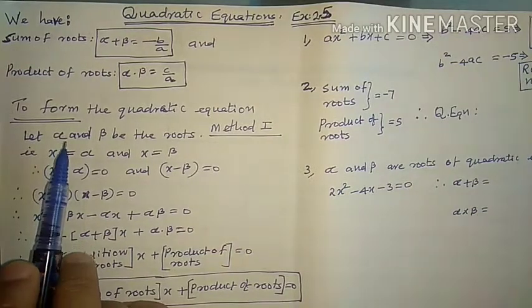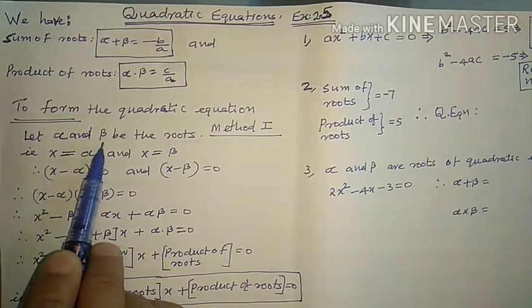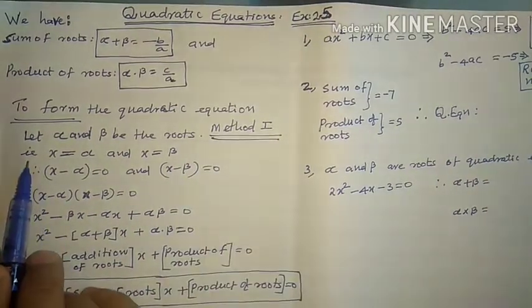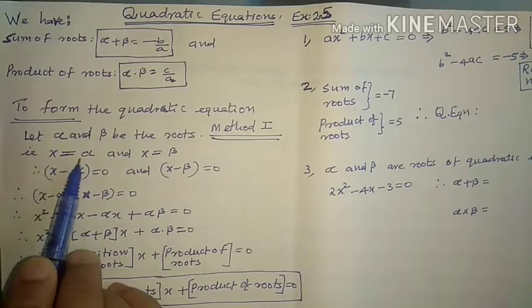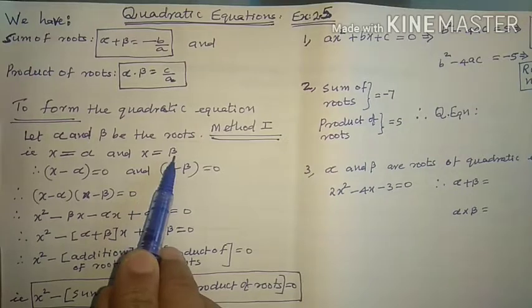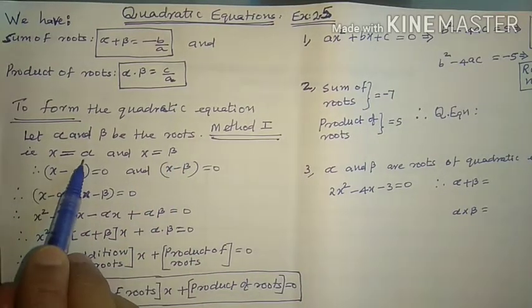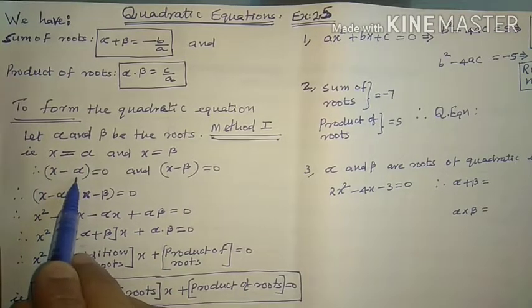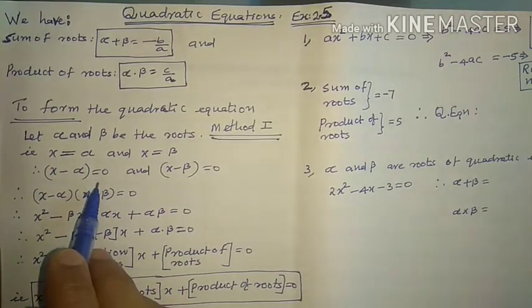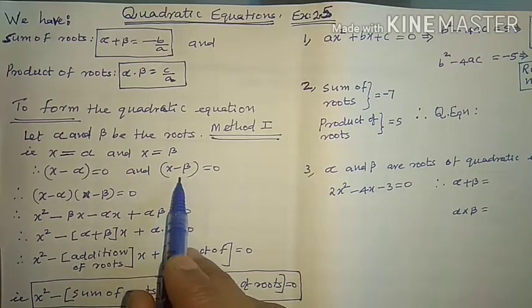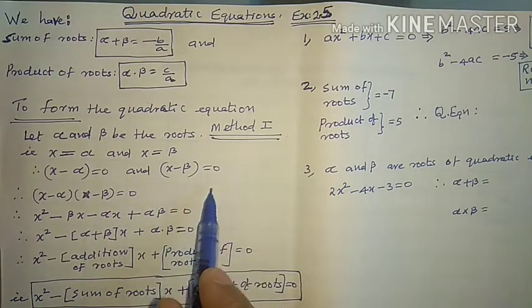Now let us consider alpha and beta to be the roots. This is method 1. That is, x is equal to alpha, one root, and x is equal to beta, second root. If x is equal to alpha, alpha comes to the left hand side as x minus alpha equal to 0, and x equal to beta comes to the left hand side as x minus beta equal to 0.